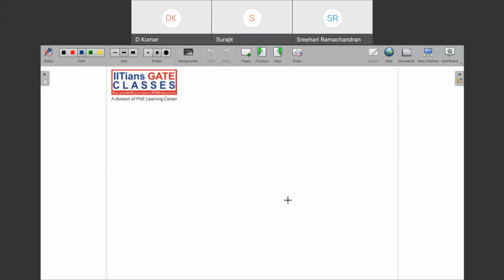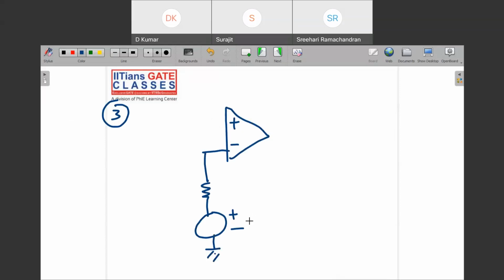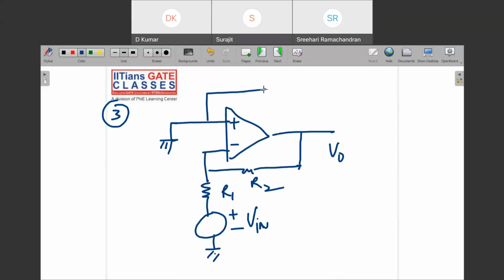Let me take one more problem, which is a very good problem. Problem number 3, and you have to tell me whether it is non-inverting or inverting. This is plus, this is minus. Draw the circuit with me. This is your input, this is R1, this is R2, this is V0. Can you solve this question very quickly and tell me the output? This is R3. Tell me the output voltage of this op-amp. The op-amp is ideal. So minus R2 upon R1 times Vin.